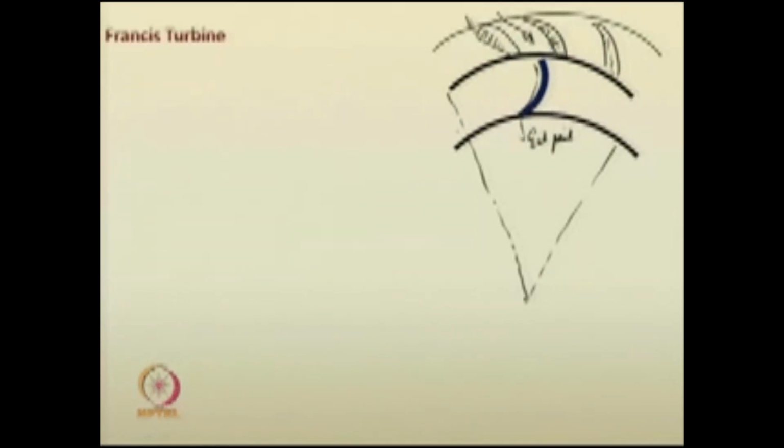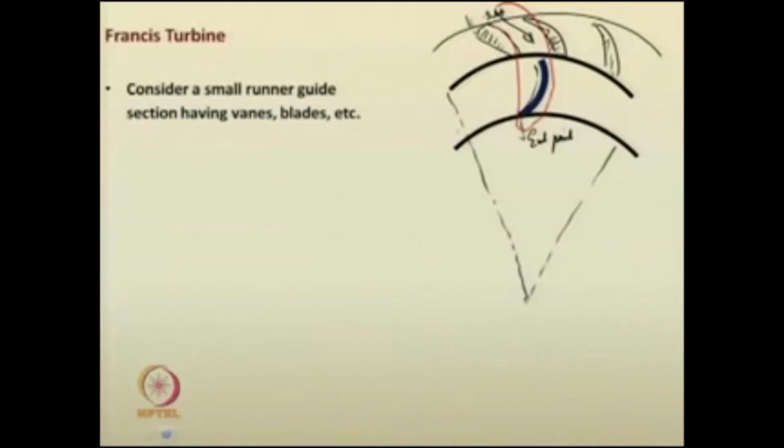So, within this portion, if you apply the control volume, this is the inlet. So, you have the control volume around this marked portion. You can just recall the pump mechanism, the same theory we are going to apply. I am now repeating it here. So, consider the small runner guide section having vanes, blades, etc.